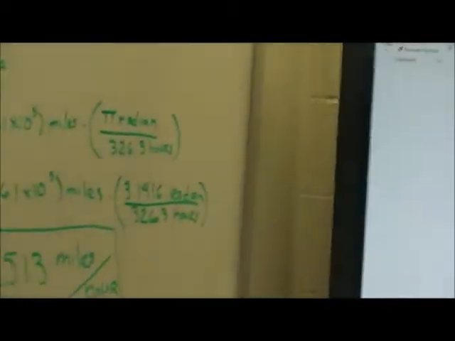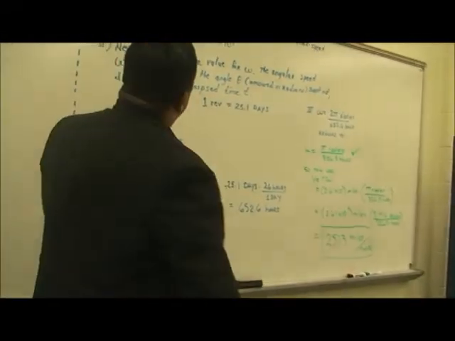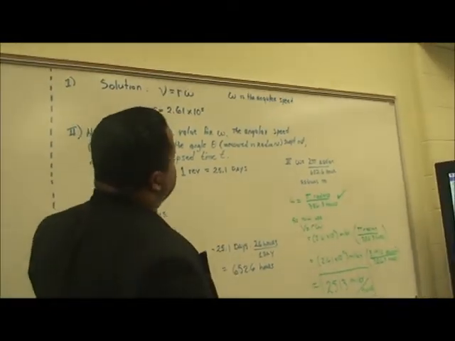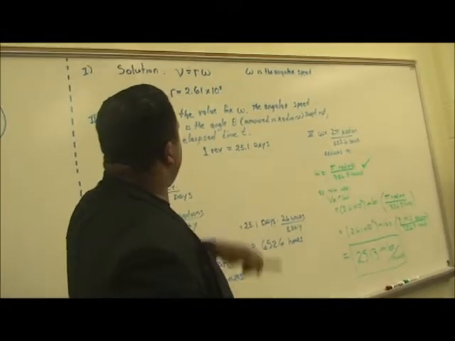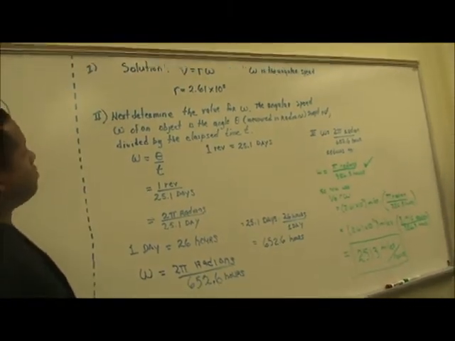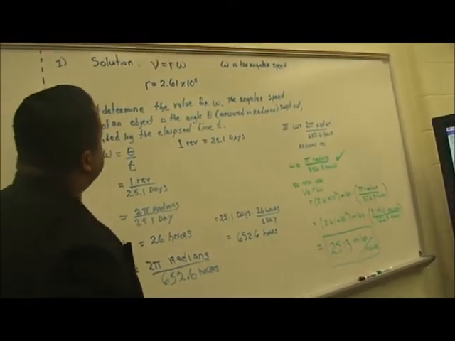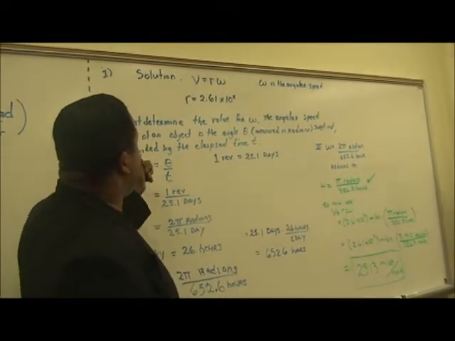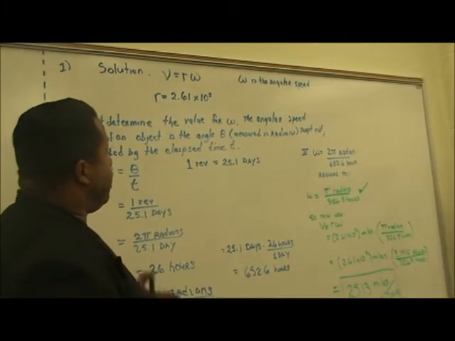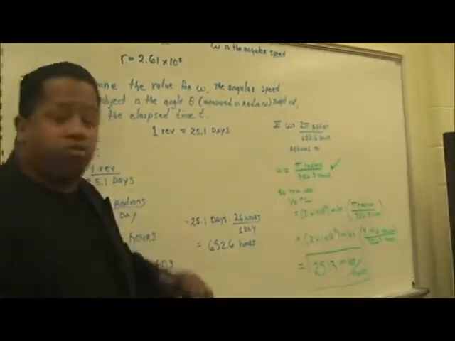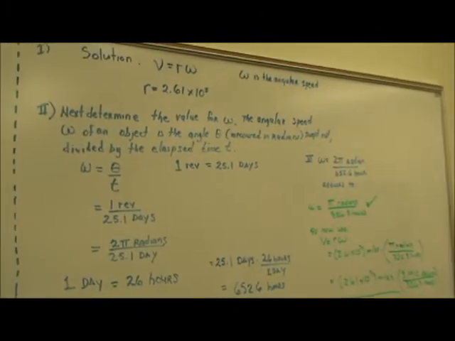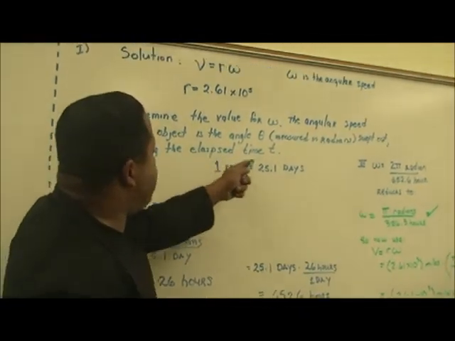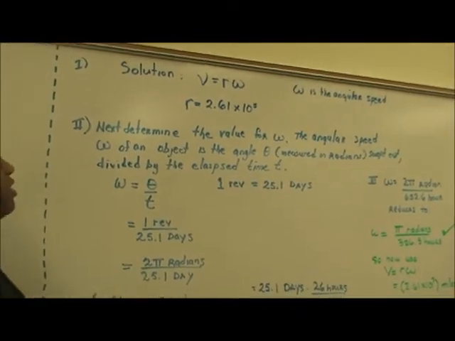So, solution now. We have to consider the formula V is equal to R times omega, where omega is the angular speed. Now, what's the radius? The radius is 2.61 times 10 to the fifth miles. Now, we want to determine the value for omega, and the angular speed, omega, of the object is the angle theta, measured in radians. Theta is always measured in radians for this particular case. Now, swept out divided by the elapsed time of t. Now, omega again is theta divided by t.